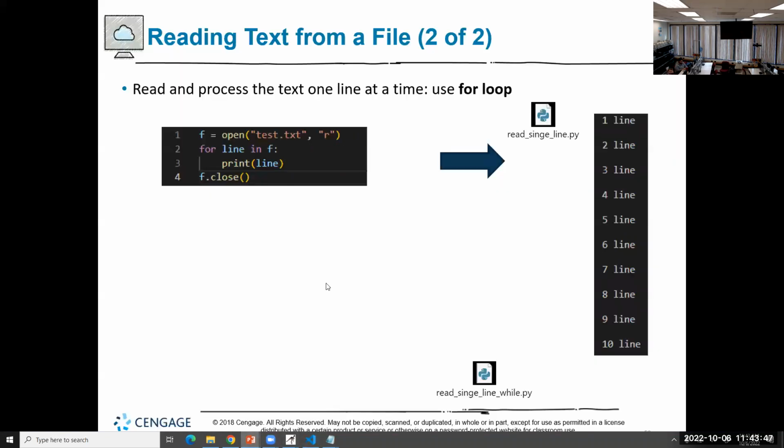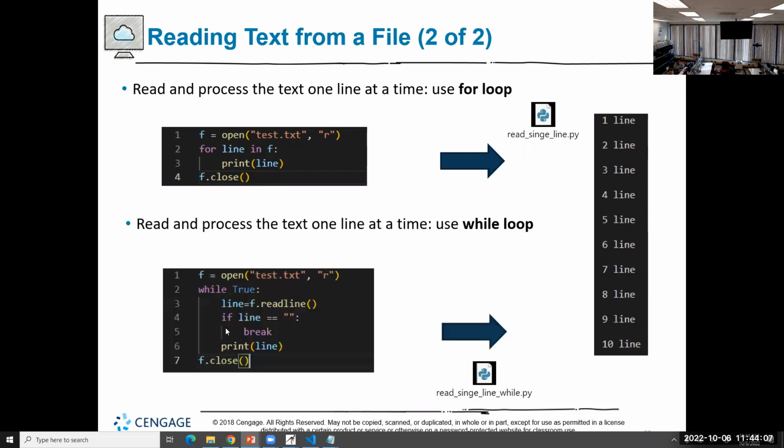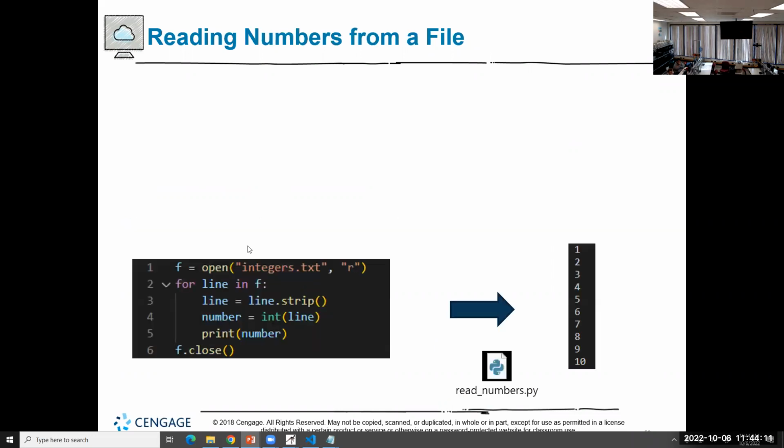So in some cases we also want to read it one line at a time here, right? If you want to read it one line at a time, you can use a loop here. For line in the file, you just print the line here, one at a time. You can see the lines one by one. Or you can use a while loop here to read it one line, one by one.